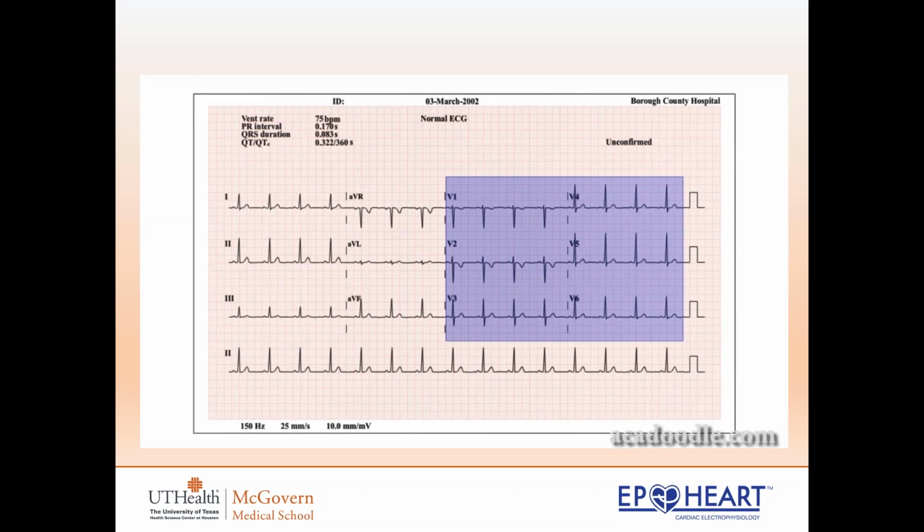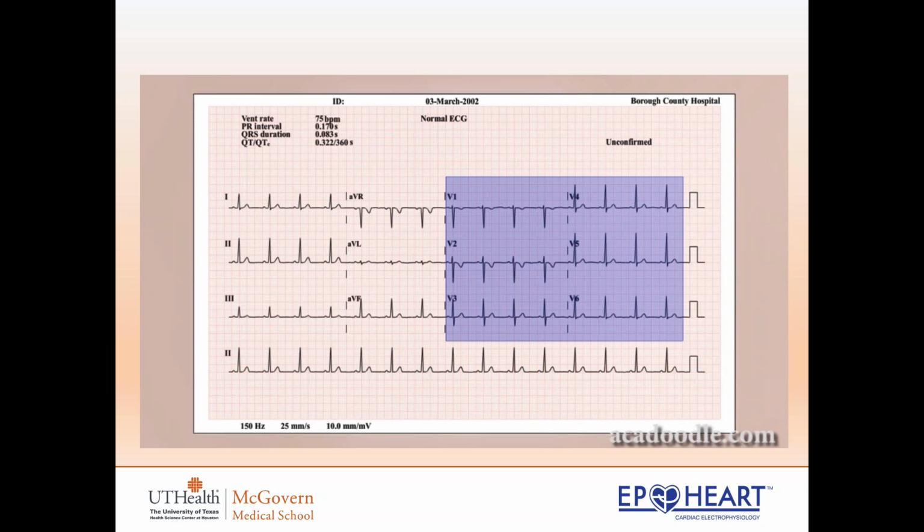So that was a quick overview of our chest leads, the precordial leads. We want to make sure that we have that normal R wave progression from V1 through V6. If we don't see that, then we know that we have some sort of diseased tissue that we're looking at. It also helps us when we're looking at PVCs to know where those PVCs are coming from.